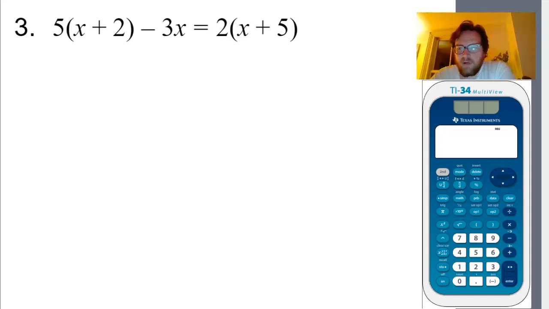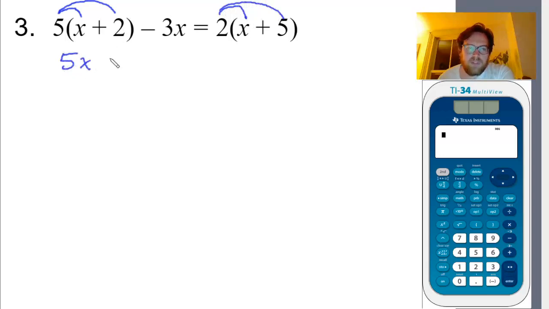All right, number 3. So there are parentheses here. So generally when you see parentheses, the first thing you're going to want to do is distribute. And on the left side of the equation, I'm going to distribute this 5 times x and 5 times 2. And on the right side, we're going to distribute 2 times x and 2 times 5. 5 times x is 5x. 5 times 2 is 10. And we still have this negative 3x there. Then the equal sign, 2 times x is 2x, and 2 times 5 is 10.